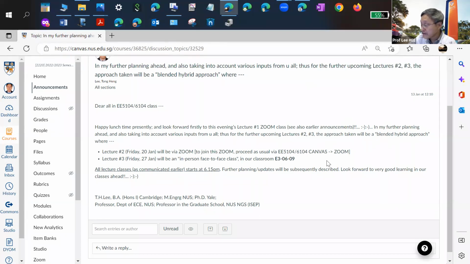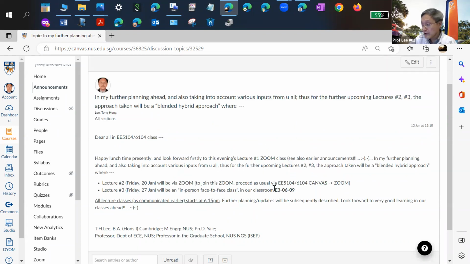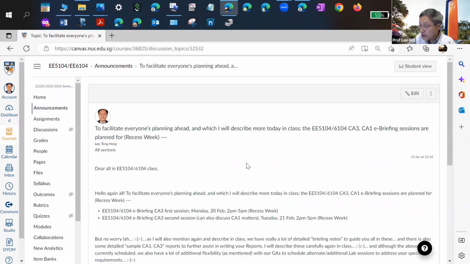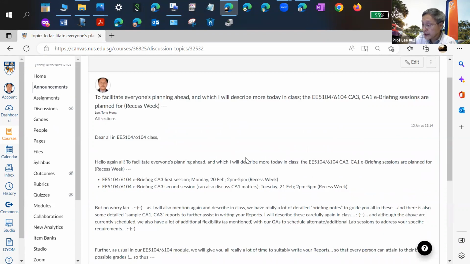So the approach that we are taking is a mixed hybrid, blended approach: online where appropriate, but there definitely will be physical in-person classes. Whether online or in person, it starts at 6:15 p.m. That's the arrangement. I've also coordinated with my GAs and we've planned even further ahead. Later on, you will see as I talk in detail about the materials and how we will arrange the module, the grading, and so on.